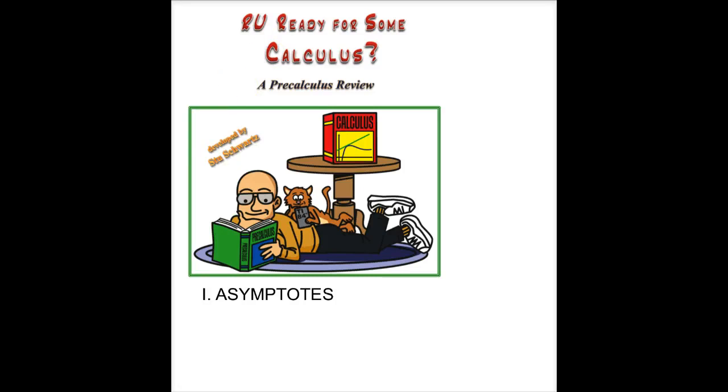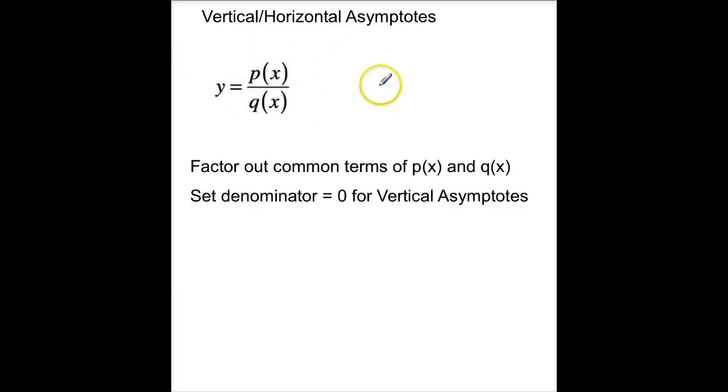Asymptotes are extensively studied in calculus, but you do need to know a few things coming in. Whenever we talk about vertical or horizontal asymptotes, the first thing you need to do is look at your function y is p over q. And in general, p and q are polynomials. You want to factor these to start with and cross out any common terms. You want to analyze vertical and horizontal asymptotes with your bare bones function.